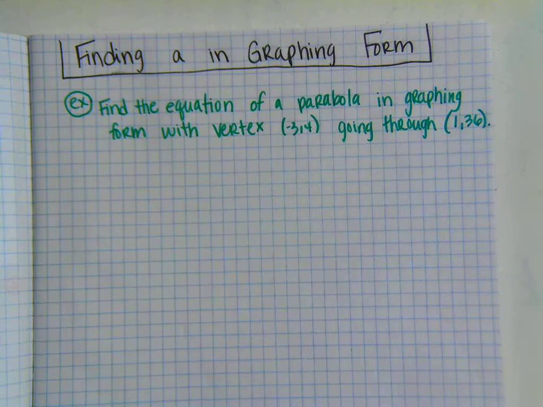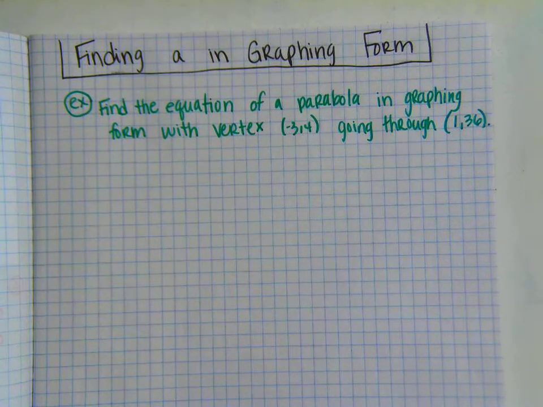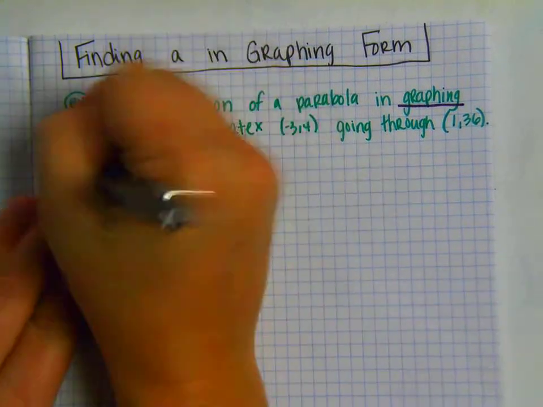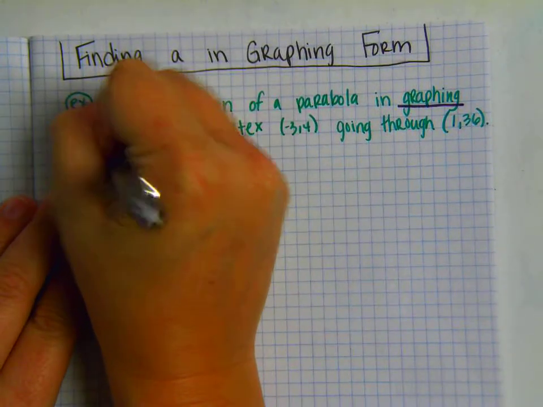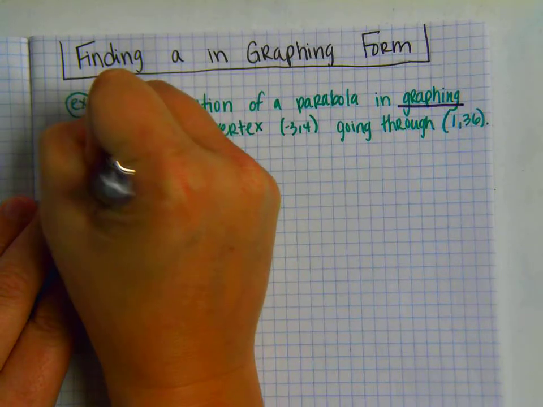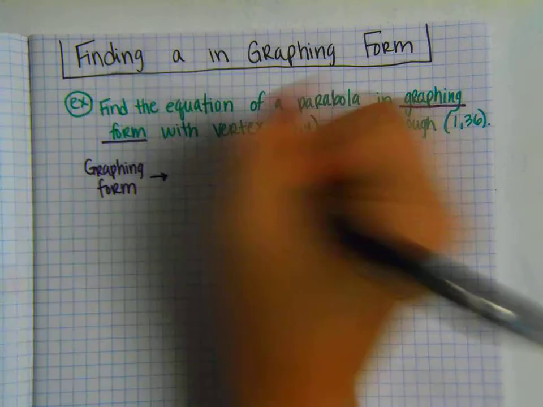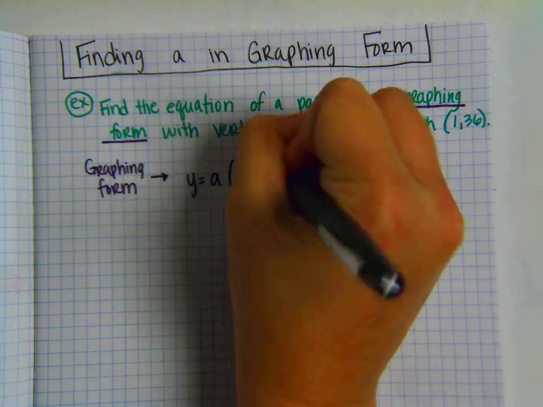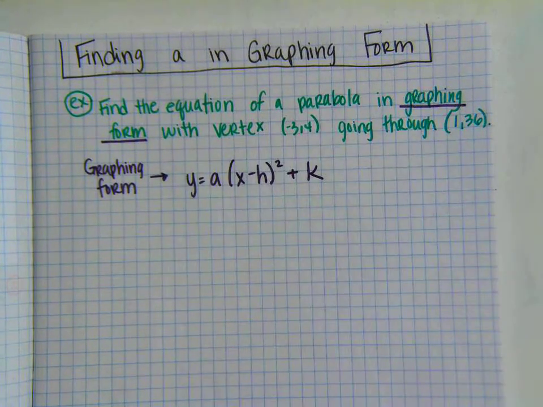It says, find the equation of a parabola in graphing form with vertex -3, 4, going through 1, 36. So, there's a few things that we need to pull out of this statement. The first thing is in graphing form. Okay, so we know graphing form is y equals a times x minus h squared plus k. Okay, so that's what we know first.